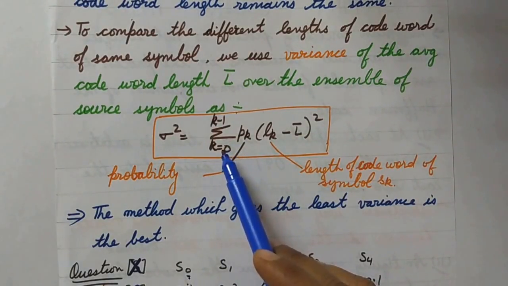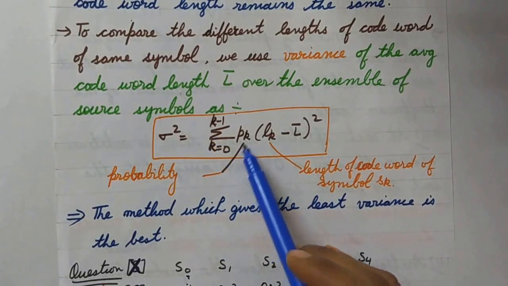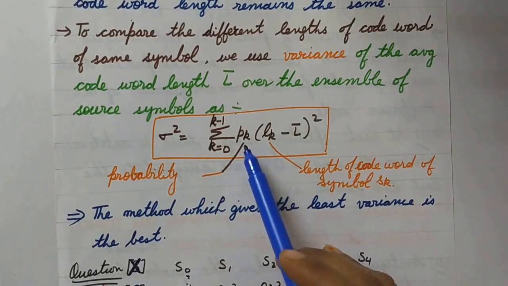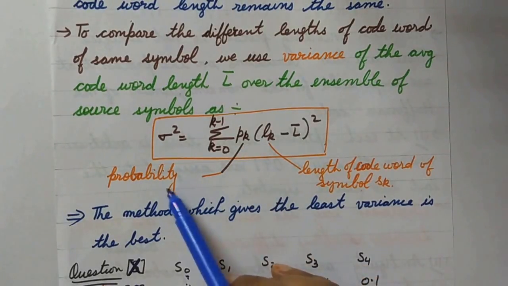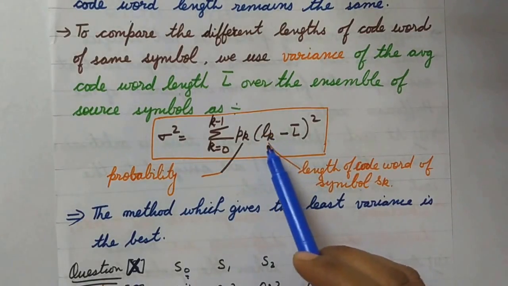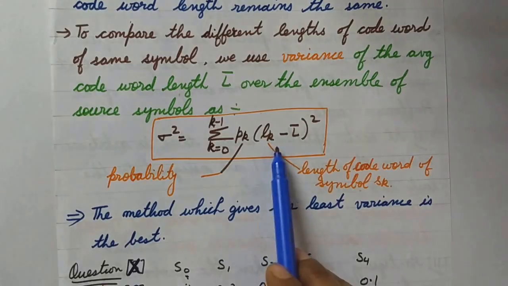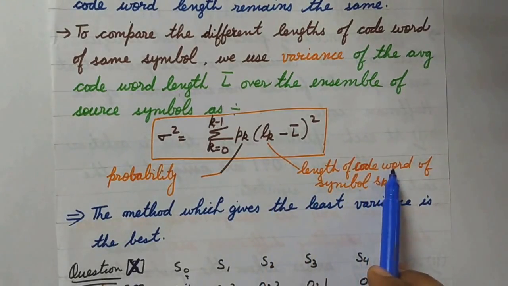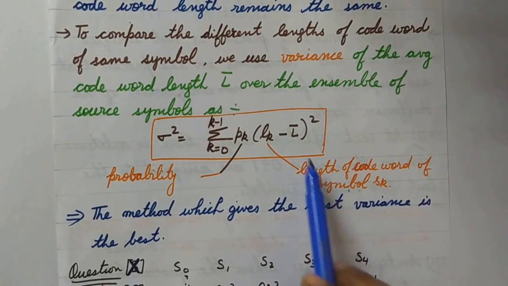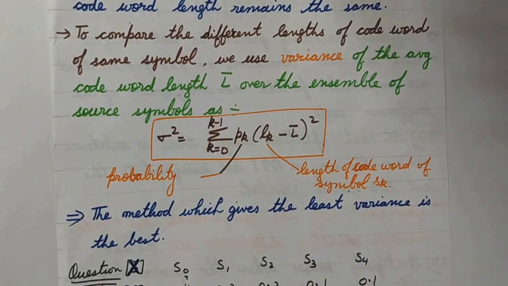The basic purpose of this is to sum up all the messages. And what parameters are summed up? The product of pk, the probability of the message k, into lk minus L bar whole square. Here lk is the length of the code word of symbol sk, and L bar is the average code word length.